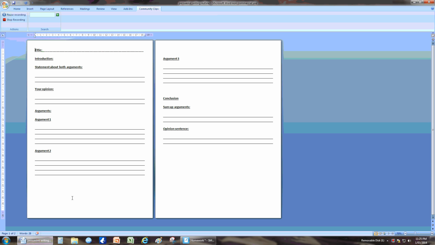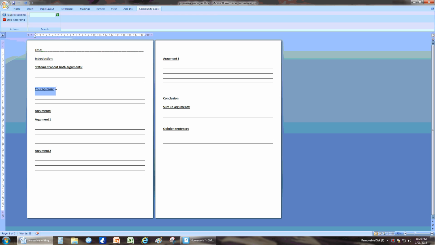When we are looking at our persuasive writing now, we're going to be doing another one of these this week before our assessment to make sure we really know what needs to be in our persuasive writing. We need a title about our topic, introduction where you have a statement about both arguments. So say our title was cats versus dogs. A statement about both arguments might be, some people like dogs as a pet, full stop. However, some people prefer to have cats as pets, full stop.